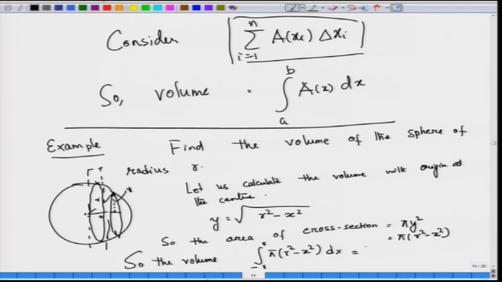Which is equal to pi times r square x minus x cube by 3, from minus r to r. If we calculate this, it is going to be 4 by 3 pi r cube. That is what we know, the volume of the sphere with radius r. So, this we can get by slicing.